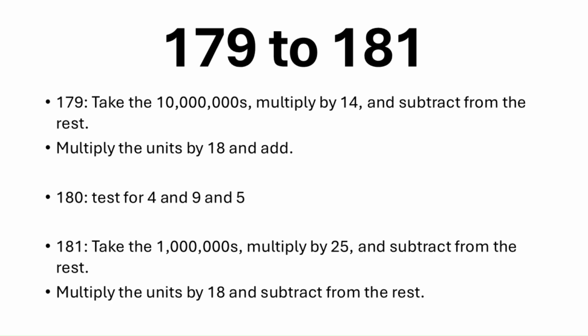179, take the 10 millions, multiply by 14, and subtract from the rest. Multiply the units by 18 and add. 180, test for 4 and 9 and 5.